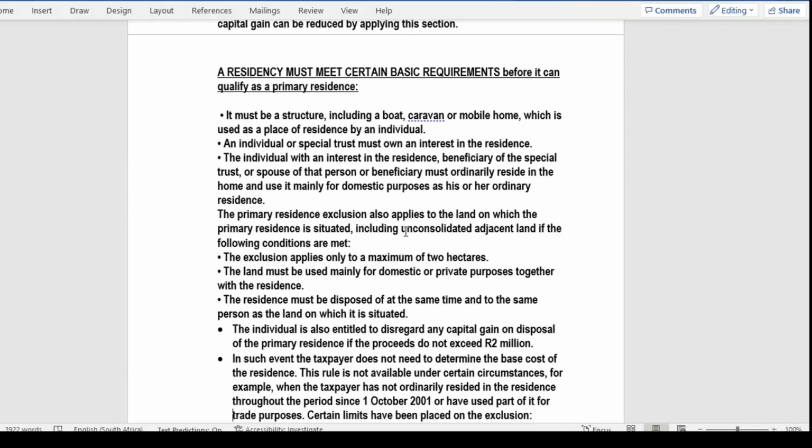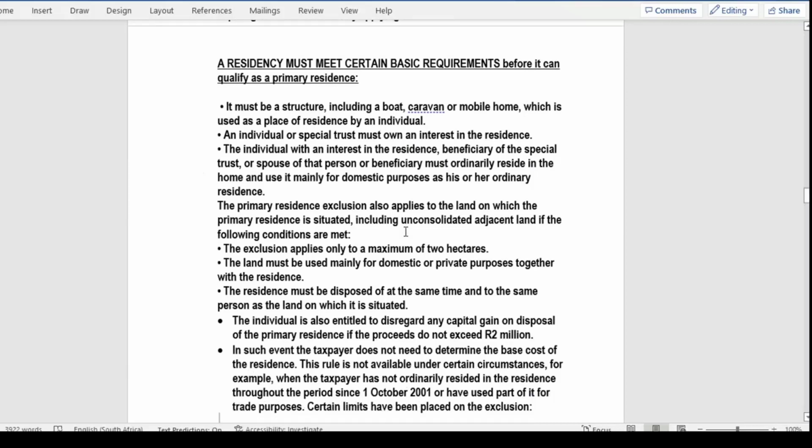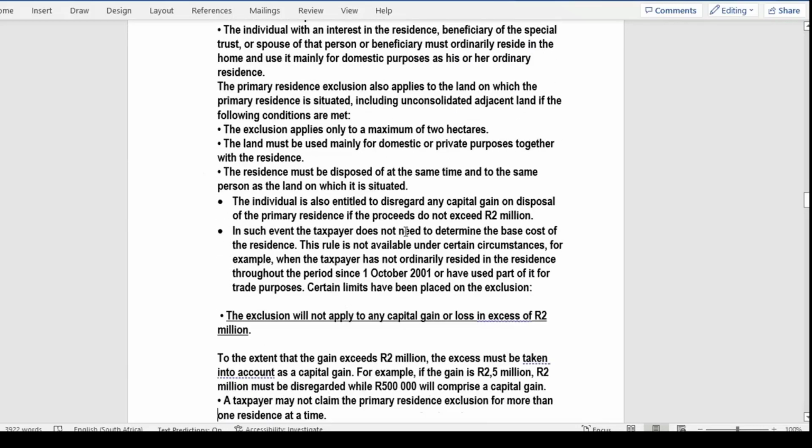The individual is also entitled to disregard the gain if the proceeds do not exceed 2 million. So 2 million rand is actually an exclusion. It's a limit. So if it does exceed 2 million as the primary residence, that means you're going to limit the exclusion to 2 million rand.